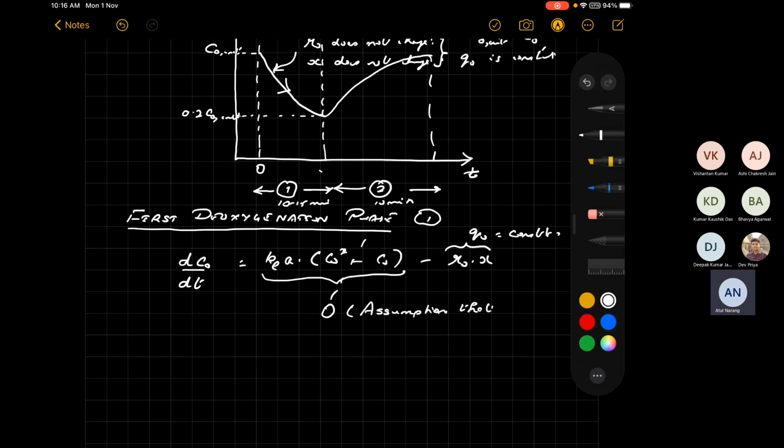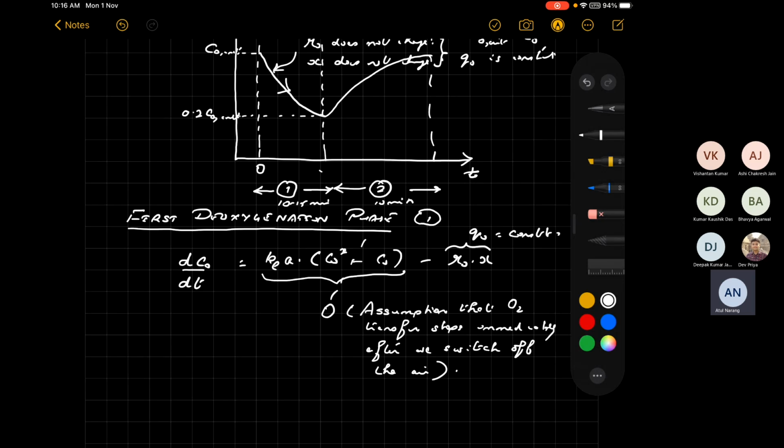that O2 transfer stops immediately after we switch off the air. So far, so good. We'll get to it.